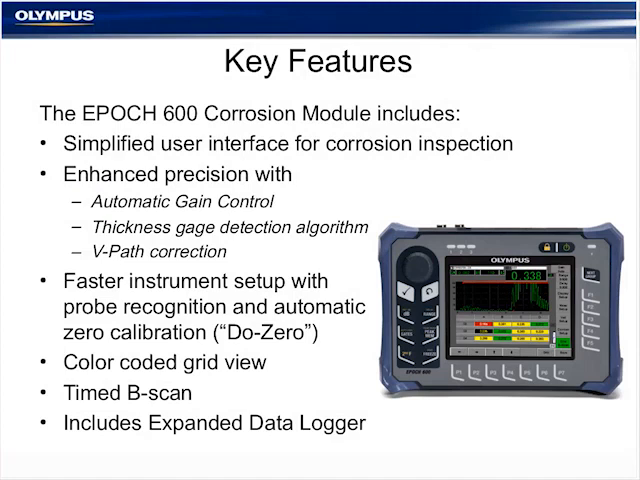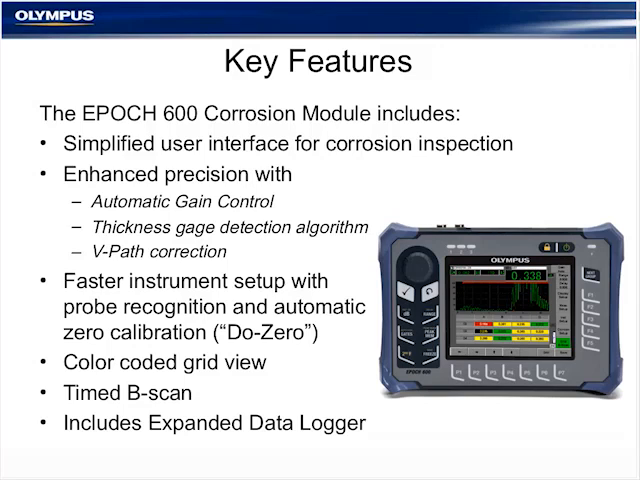We've implemented the Olympus thickness gauge detection algorithm, and this means the method that we use to make reproducible and very accurate measurements on the waveform. So this certainly helps compared to standard flaw detector use. And through this corrosion feature, we're also able to add V-path correction for the transducers that are supported on the unit. And we'll talk a little bit more about that V-path correction in our next section. The instrument setup is quite a bit faster. This is something I'll demonstrate for you in just a few minutes.